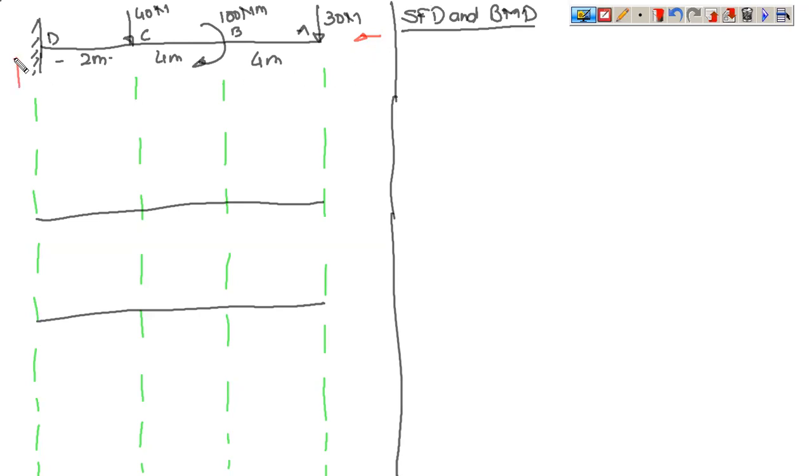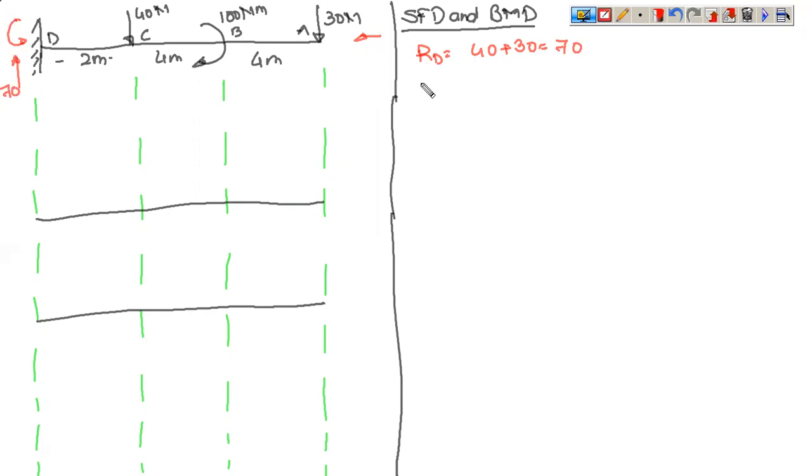So let us denote the reactions. If you see the reactions, these are the constant moment and this is the reaction which is offered by the support. I am neglecting the horizontal reaction right from the start itself. So if you look at RD, the reaction, RD is equal to how much? 40 plus 30, this is equal to 70. There is no other load, so this is 70.